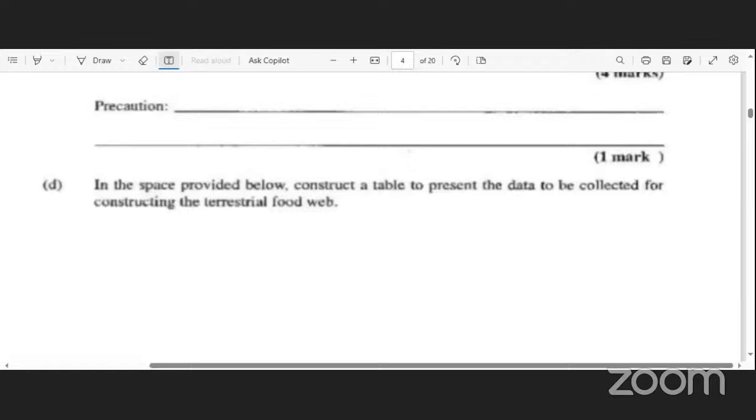So remember that precautions are things that are put in place to prevent any form of damage or any form of miscalculations or contamination. So what kind of precaution could we come up with for an ecology lab? So it was ensured that none of the animals were harmed. Yes, Shania, that's a good one.